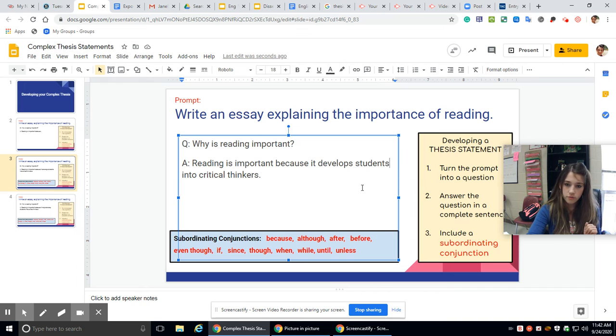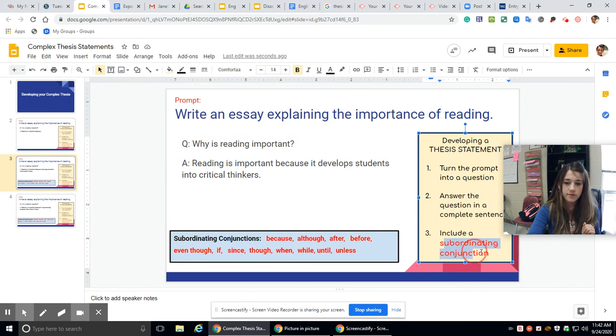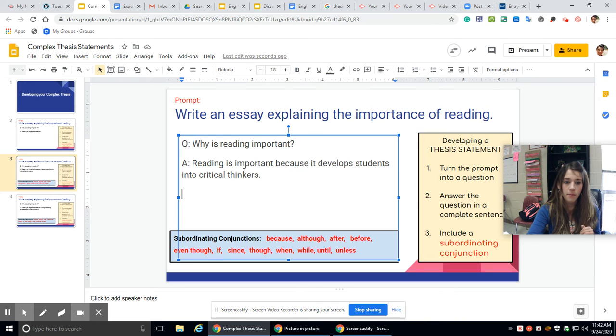Let's make sure I followed the rules. Yep, I answered the question in a complete sentence. I have a subordinating conjunction. My thesis is polished, starts with a capital letter, ends with punctuation. And I also really like my word choices that I have used. So what I'm going to do now is I'm ready to start my essay. I'm ready to start thinking about my supports.